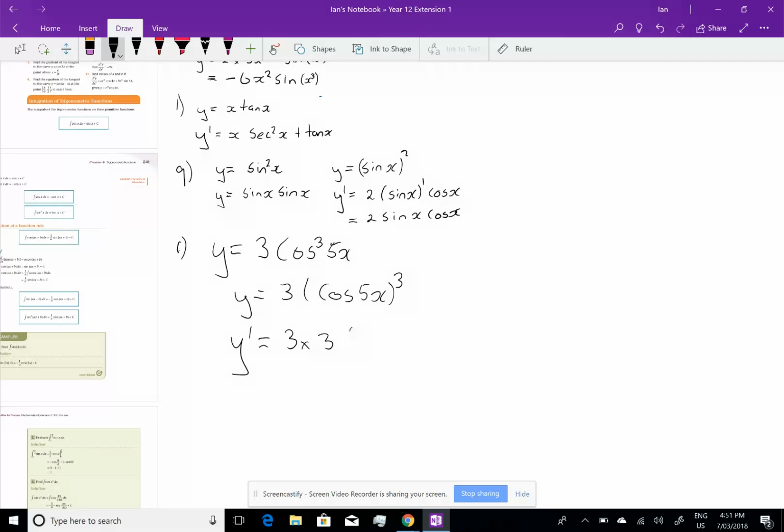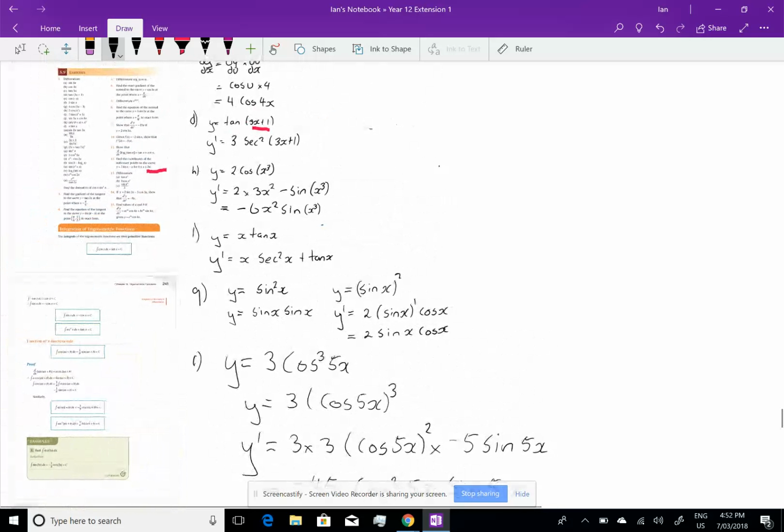We keep the cos 5x because that's a fat finger rule. We take 1 away, 2. Now we multiply by the derivative of what's inside, and that's negative 5 sine 5x, which gives me 3 times 3 is 9 times 5 is negative 45 cos squared 5x sine 5x. Let's just check that. Yes, she's got this. Margaret's got the sine x first, but that doesn't matter. Okay.